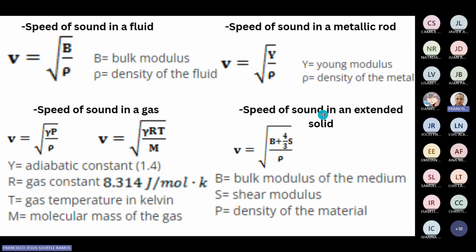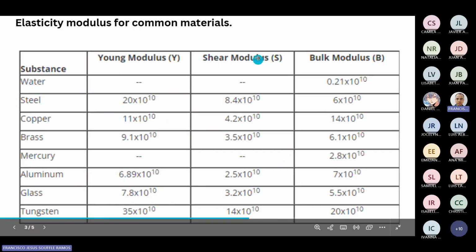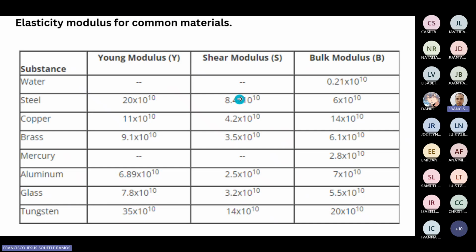Finally, we have the speed of sound in an extended solid. Again, this one will depend on the material right here, but the name is different. B is bulk modulus, S is shear modulus. This is the one, shear modulus, that you need to go and look right here, shear modulus, and find that number right here. Again, it will depend on that material right here.